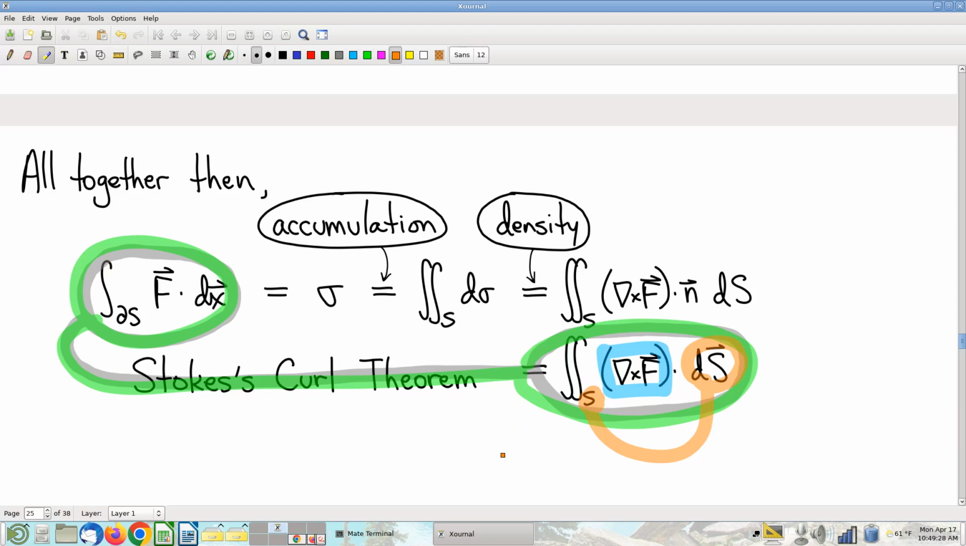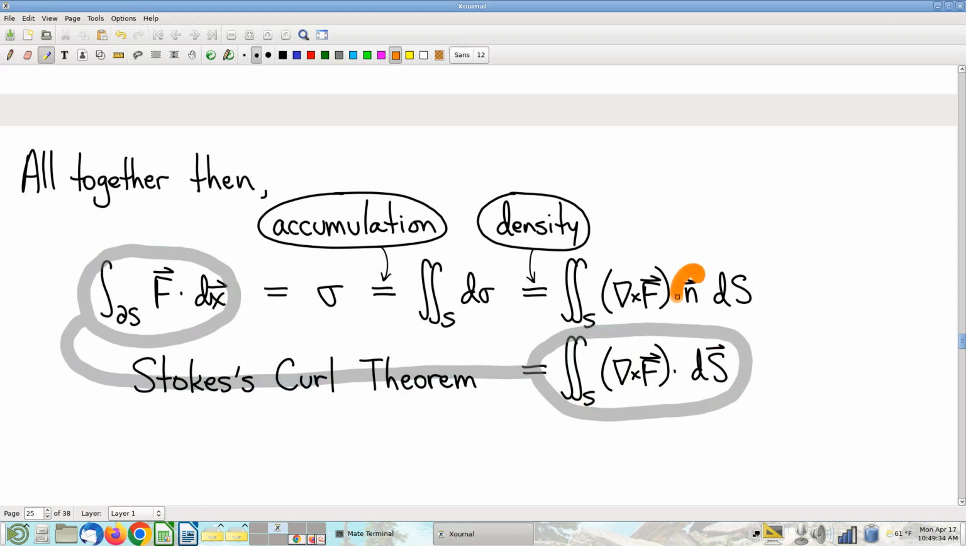How are we doing? Did I see a hand at some point? Yeah. Is the n a unit normal or just? Yeah, this is the orientation unit normal. That's right. It's got to be a unit vector, and specifically it's got to be the normal unit vector that's defining what is the positive direction through the surface. Is that satisfying? Yeah. Okay. Anybody else?